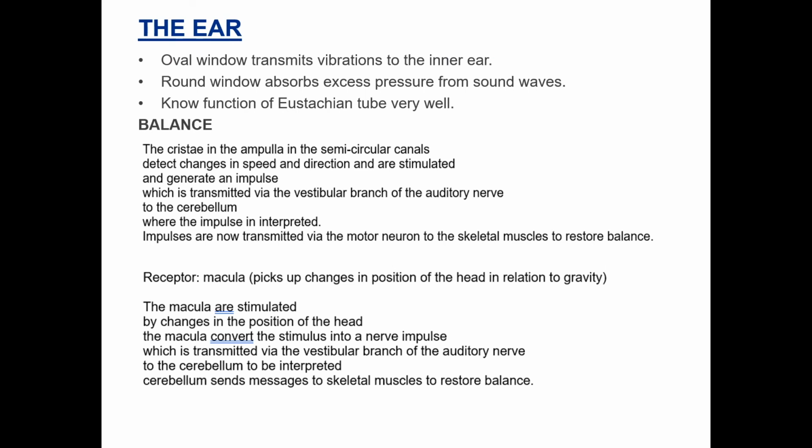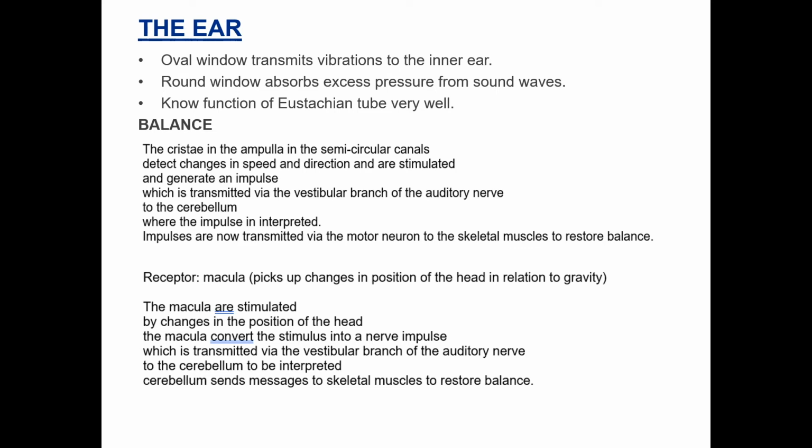The ear. Oval window transmits vibrations to the inner ear. Know that the round window absorbs excess pressure from the sound waves. So don't get confused between the oval window and the round window. If the round window does not absorb excess pressure from the sound waves, there will be an echo or distortion of sound. Know the function of the eustachian tube as well. Also learn the spelling. The eustachian tube maintains equal pressure on either side of the tympanum.